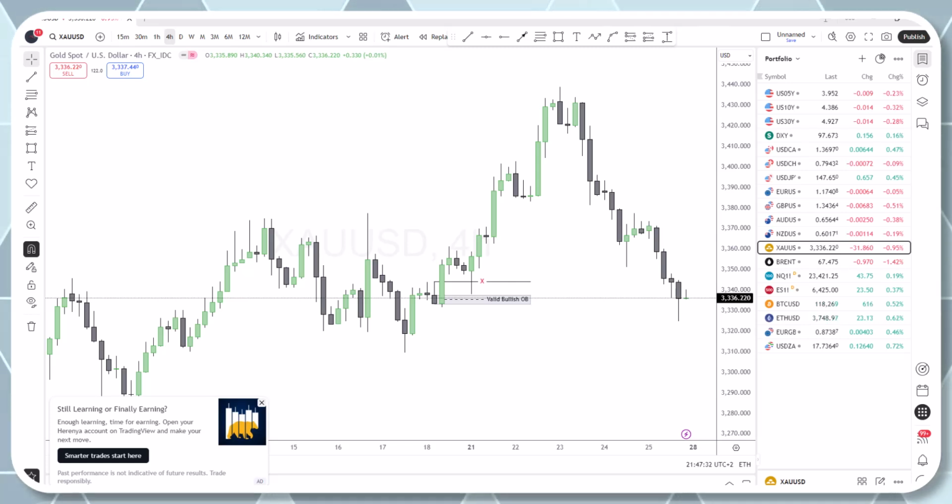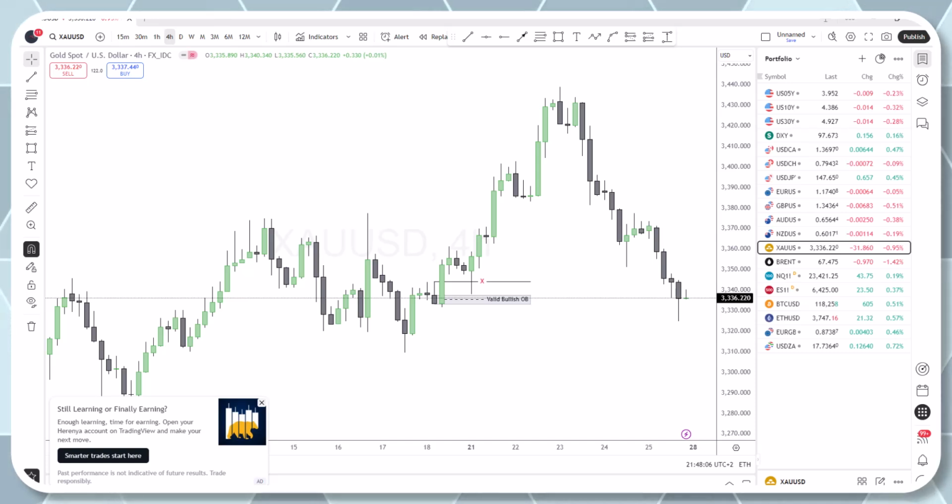There shouldn't be any weak reactions. It should be a big expansion. We're looking for displacement, strong momentum in price, and the creation of imbalance, the creation of inefficiency, what we refer to as a fair value gap. This then confirms that real money has stepped into the market. Number 3 on our checklist, the break of structure.